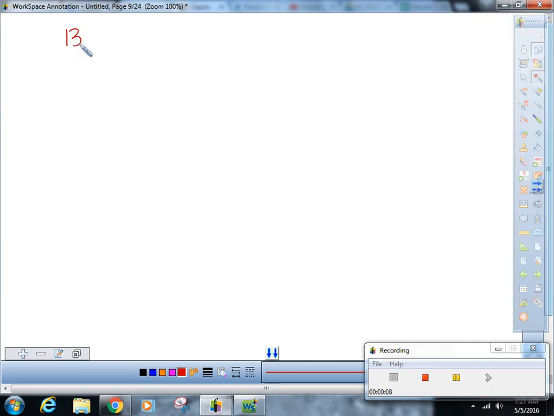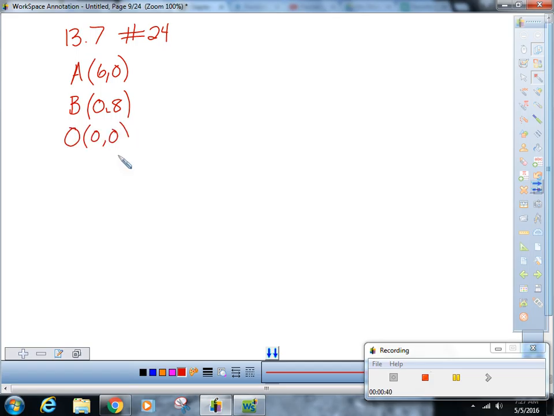This is 13-7, number 24. The question says, in triangle AOB, A is the point (6,0), B is the point (0,8), and O is (0,0), the origin. Part A says, find to the nearest tenth the volume of the solid formed by rotating the triangle about OA.